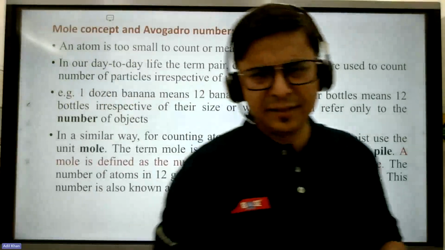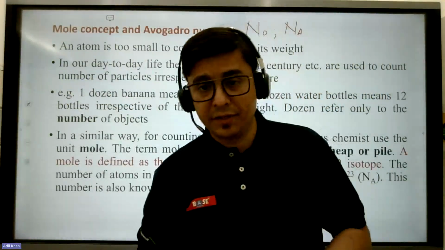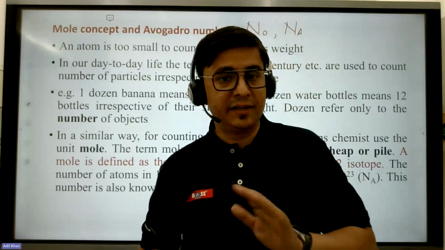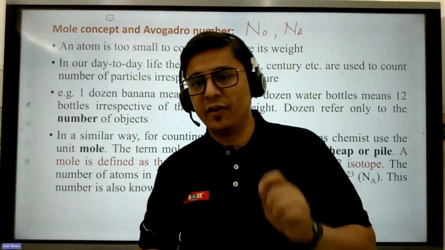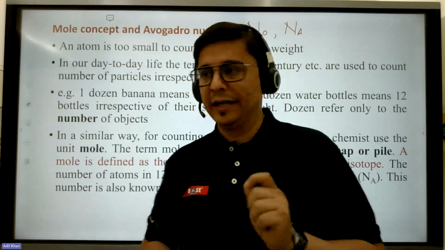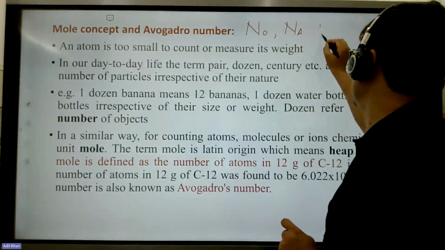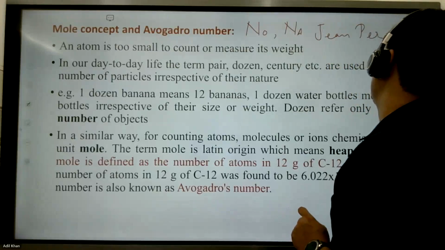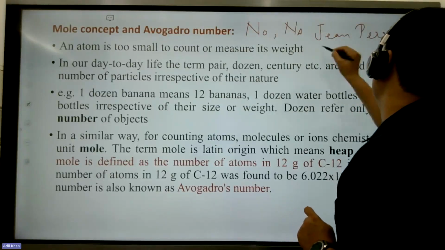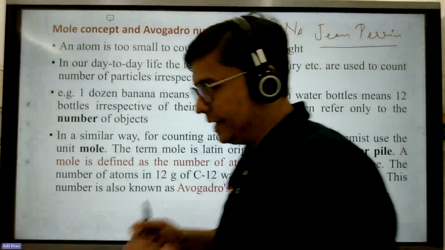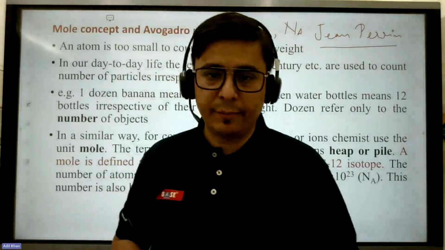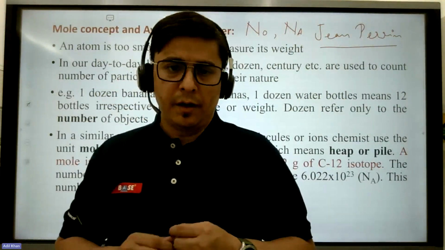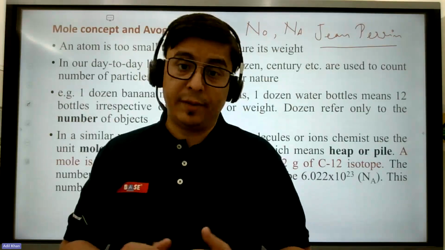There was an Italian chemist, his name was Avogadro. So this number was named after him. He didn't discover this number. This number was discovered by Jean Perrin, spelled P-E-R-R-I-N. But the initial work on carbon was done by Mr. Avogadro. That's why, in order to give honor to him, the number was named Avogadro number.